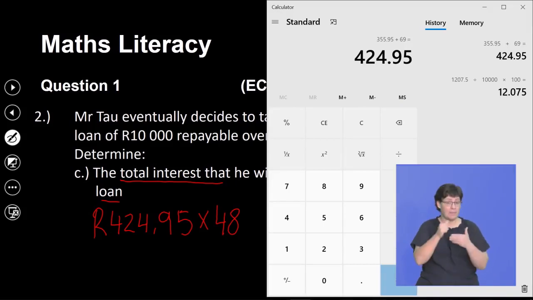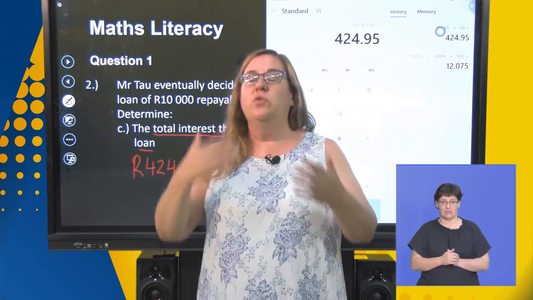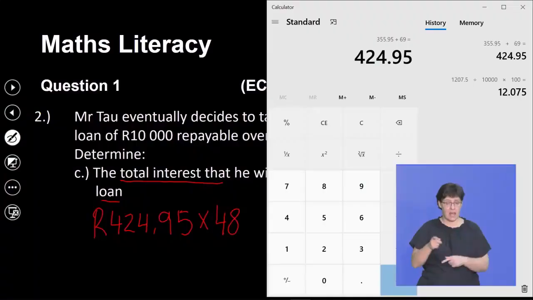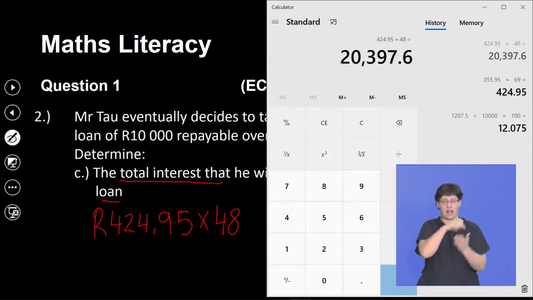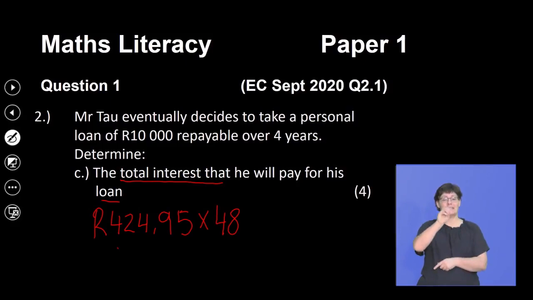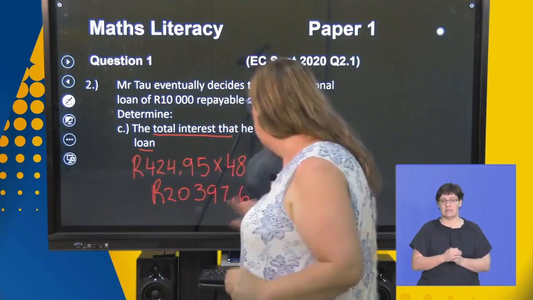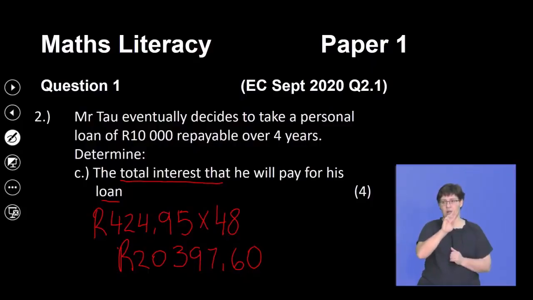And in fact, on my calculator, and this very often happens, your calculator's already got the number that you need. So all I'm going to do is take that number and multiply it by 48. And I'm going to get an answer of 20,397.6. And remember that 0.6, it's money. 2 decimal places, so you must add your 0. But now that's what he paid in total.